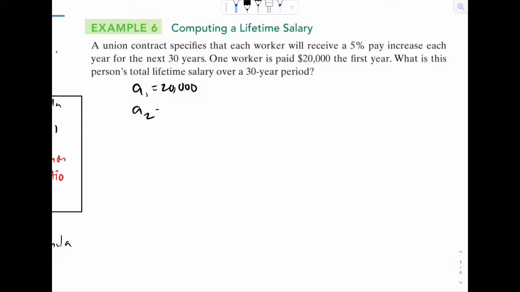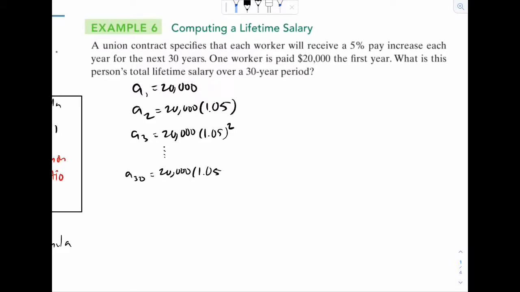So the second term is going to be $20,000. Now to do a 5% raise, what you want to do is you just multiply it by 1.05. So whatever this number would be, the salary for the next year. And then to do the next year, just take that number, multiply it by 1.05 again. So effectively, think of it as like squared. And then we keep doing this to the 30th year.